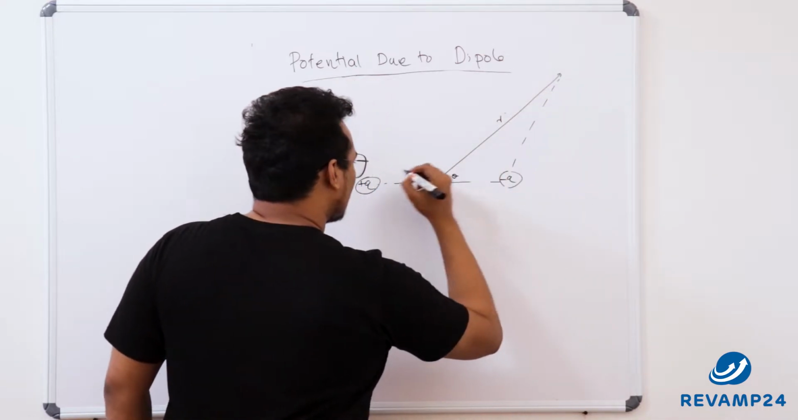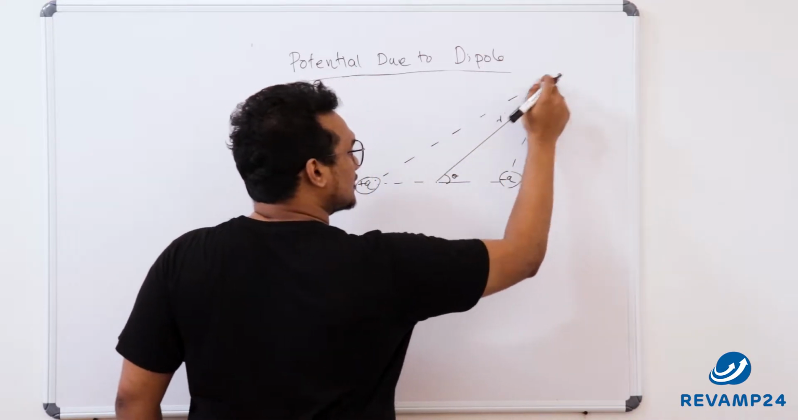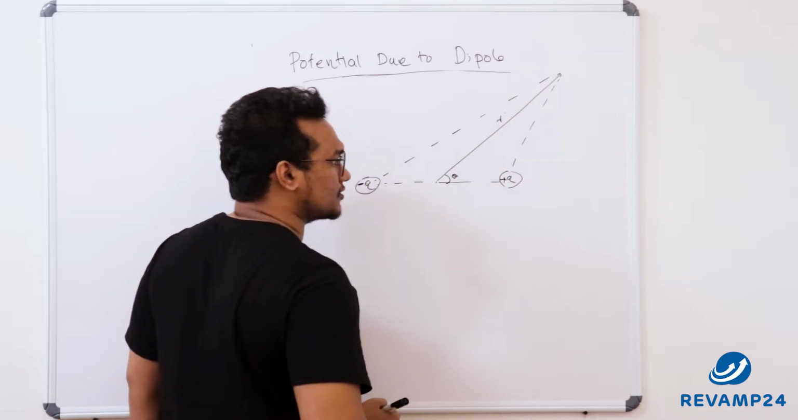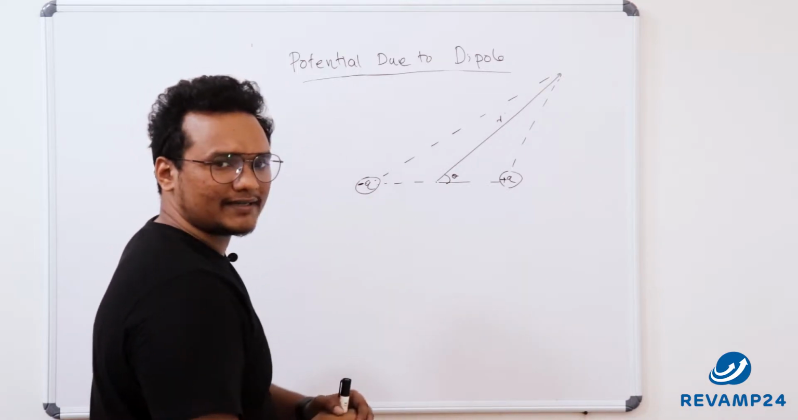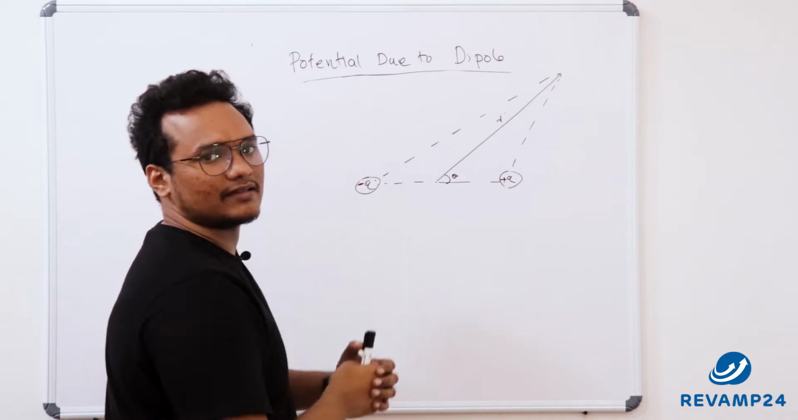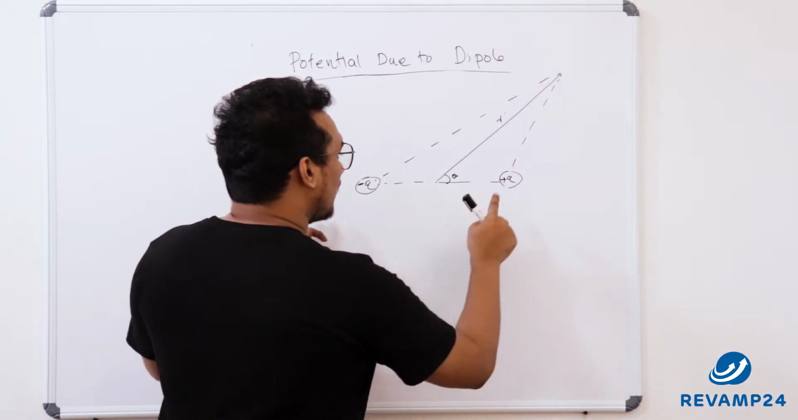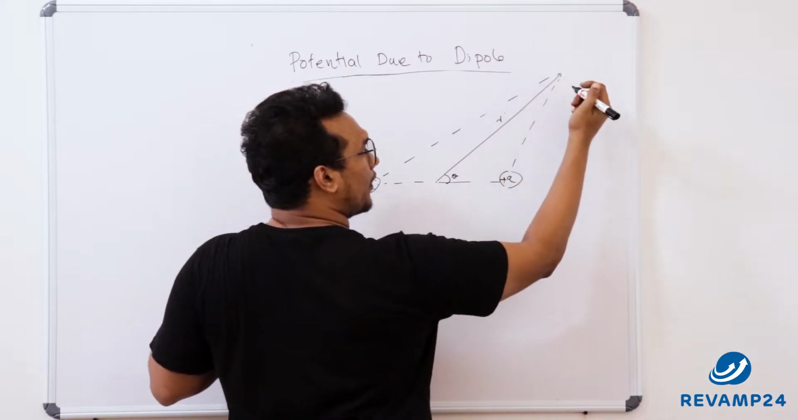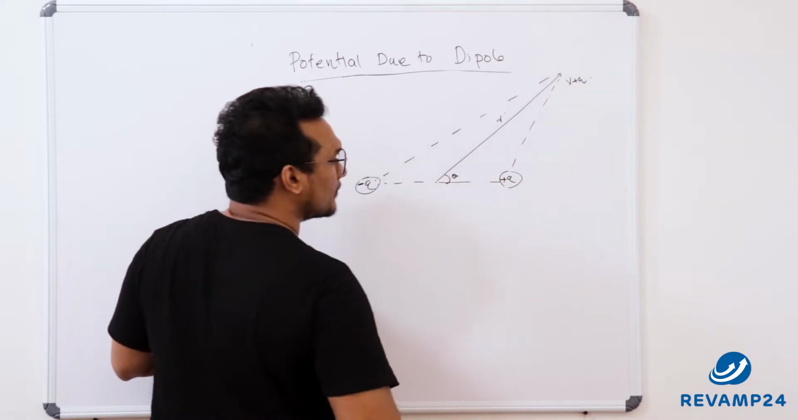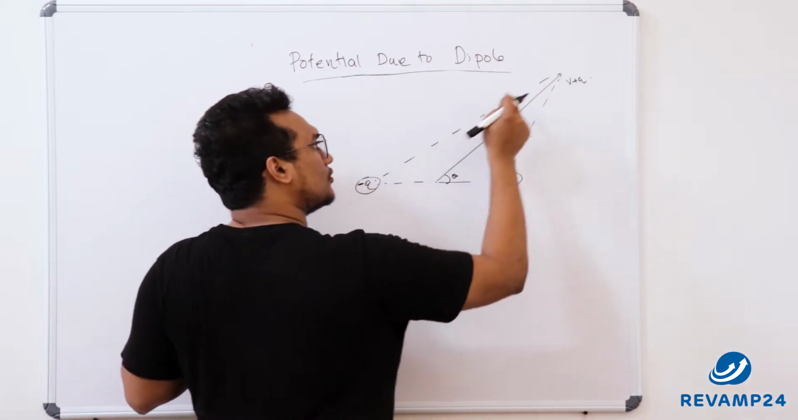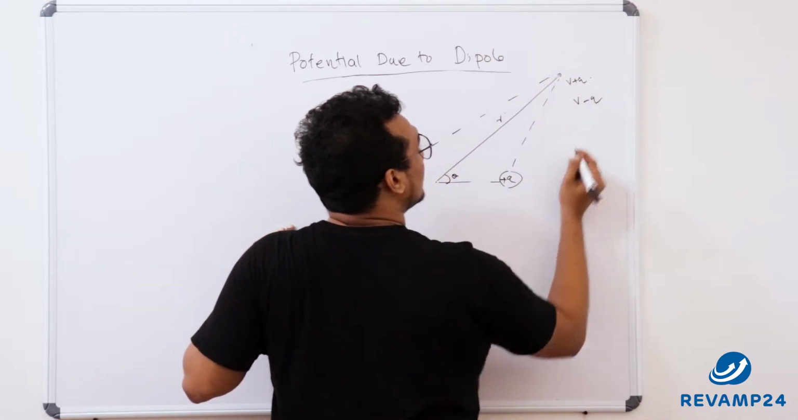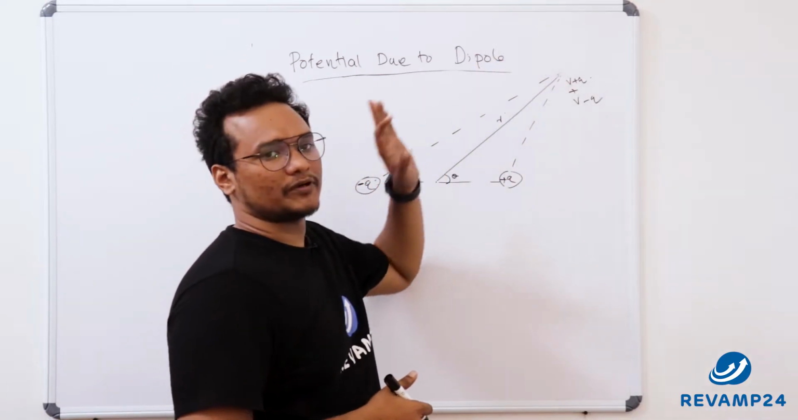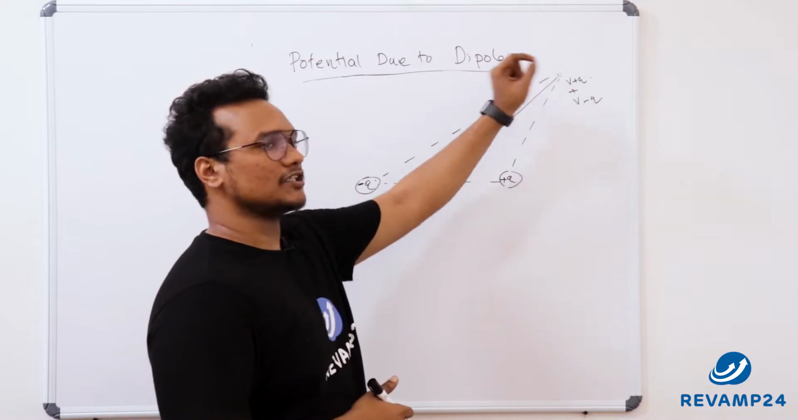We need to separately find the potential at this point due to minus q and plus q. I will mark minus q here and plus q here. It doesn't matter, but I will make it this way because that is how it is given in NCERT. Now, we have to find the potential due to plus q at this point, that is V plus q, and the potential due to minus q, V minus q. After that, we have to sum both potentials to get the actual potential due to the dipole at this point.